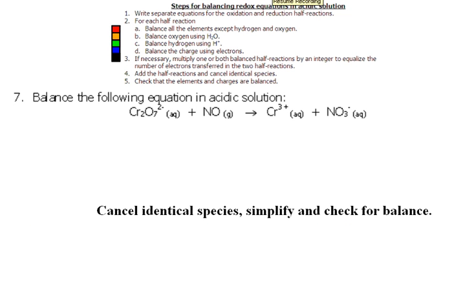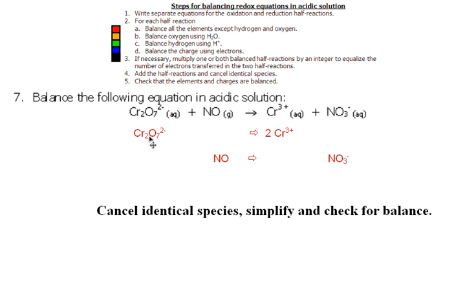So here's our next example. We have dichromate reacting with nitrogen monoxide to make chromium and nitrate. And we're going to first split this apart into the 2 equations. So the first equation would be the dichromate becoming chromium, and the other equation would be the nitrogen monoxide becoming nitrate. So here we go. They've been split apart.